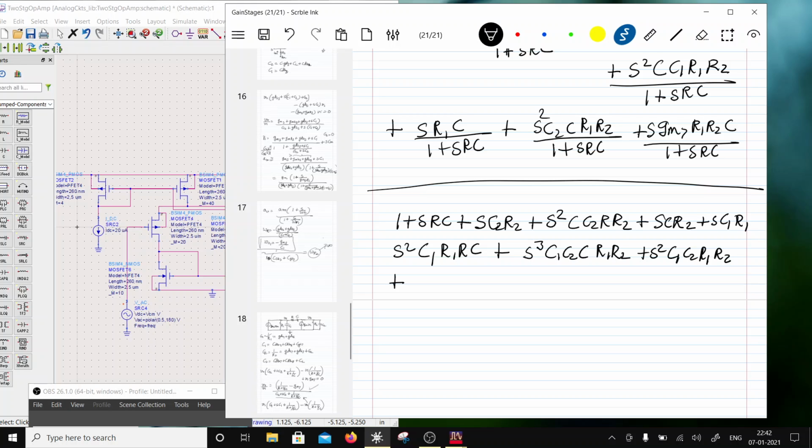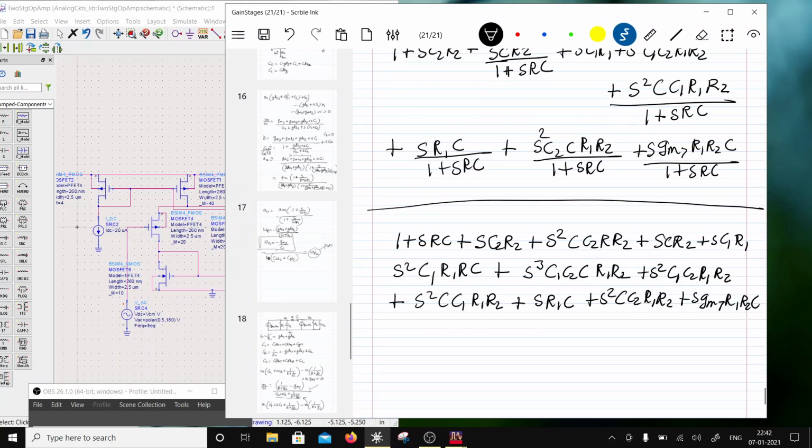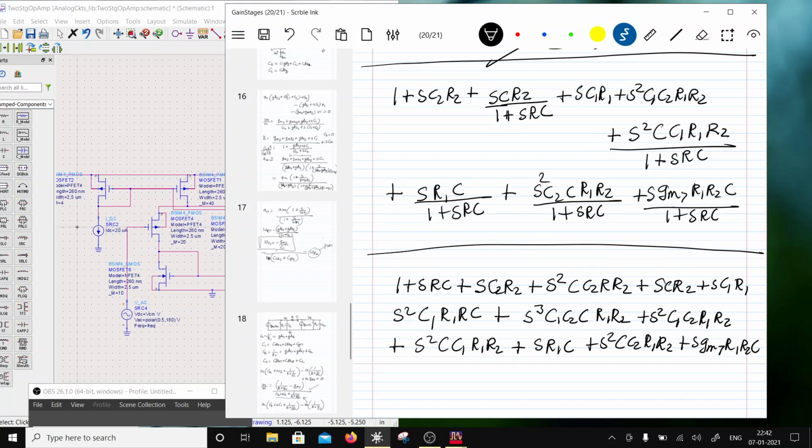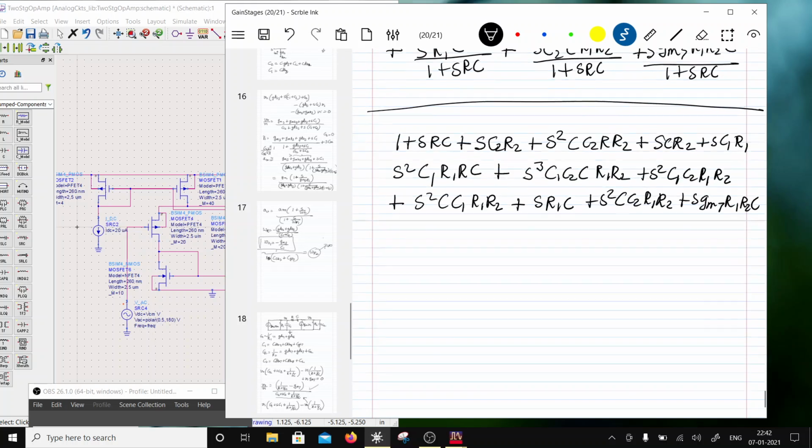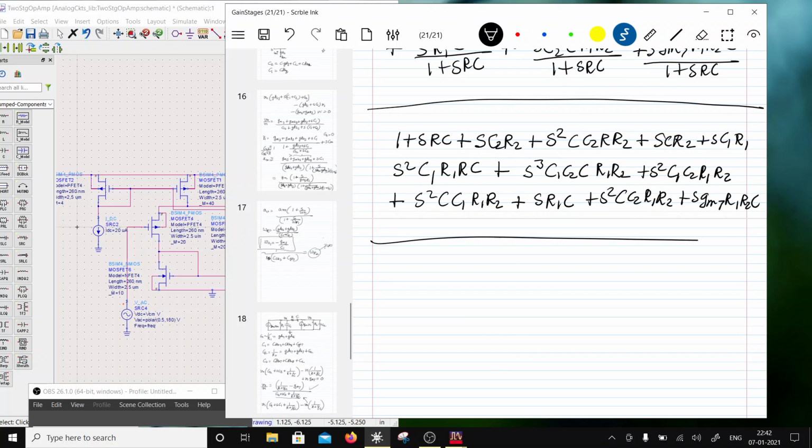plus S square CC1 R1 R2 plus SR1C plus S square C C2 R1 R2 plus S GM7 R1 R2 C. Okay, so this is left in the denominator, and the numerator is multiplied by 1 plus SRC. So I would have, let's collect the terms.